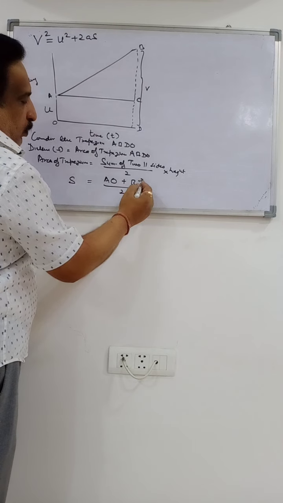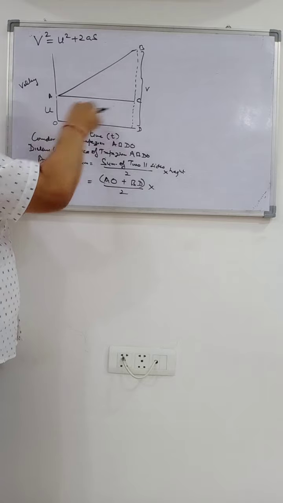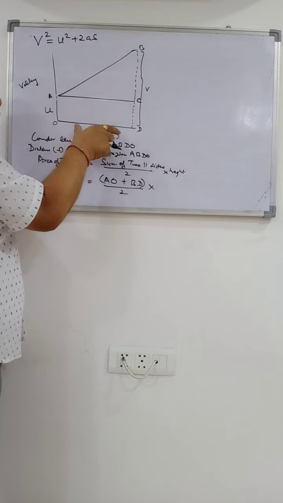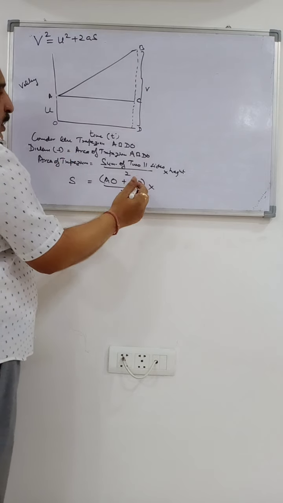divided by 2 into height. What is the height? That is the distance between two parallel sides. This actually is not the height, but this is a parallel side, this is a parallel side, this is mentioned as the height, into OD.